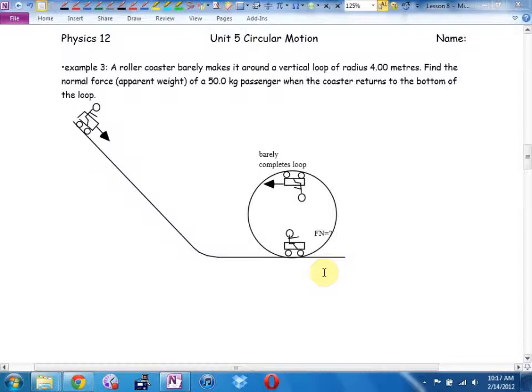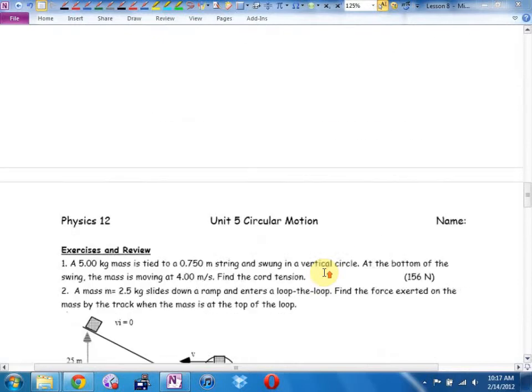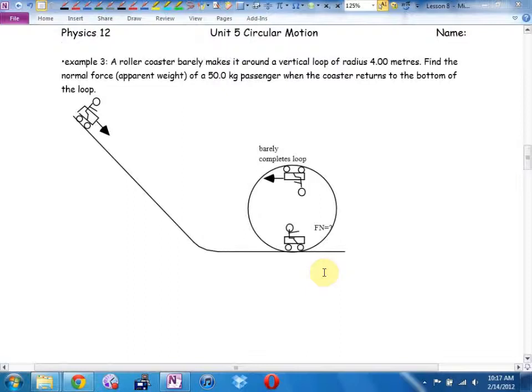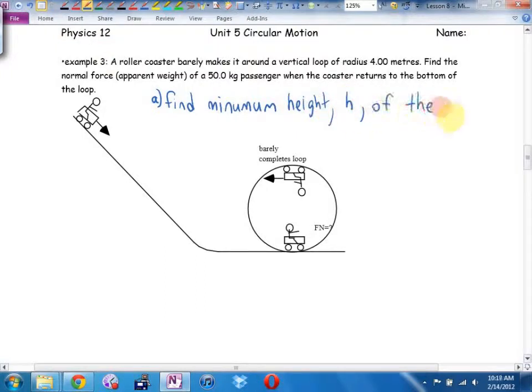Okay, I think we're going to do a bunch of stuff before that. Is this the one that I want? Let me just double check. We're actually going to add a part A to this. Part A. Find the minimum height H of the ramp.